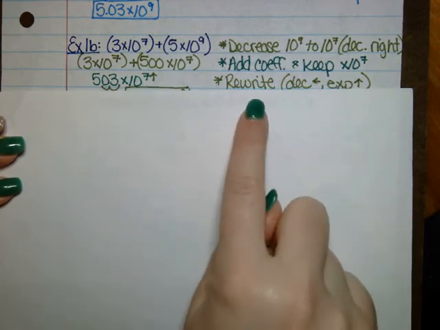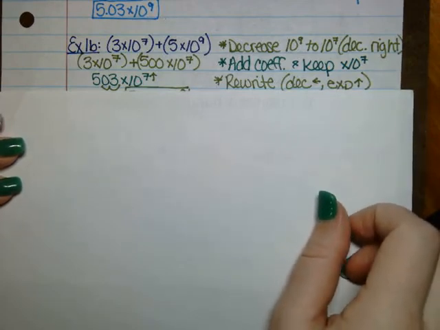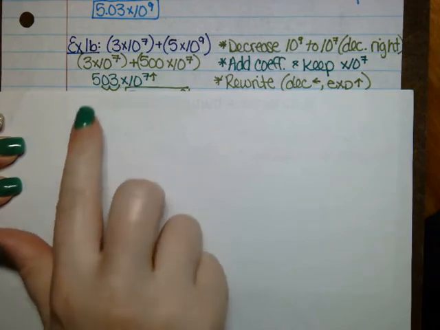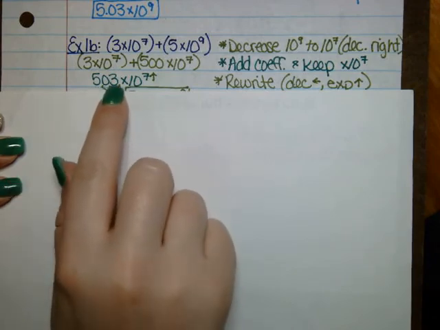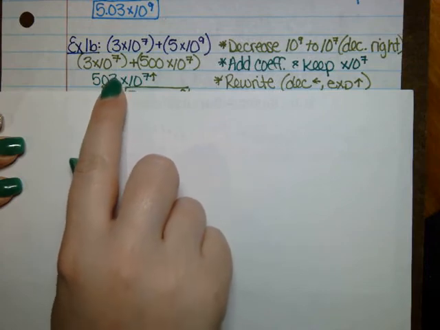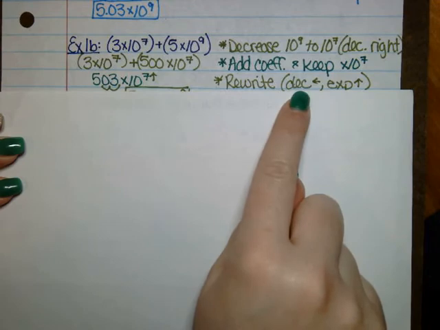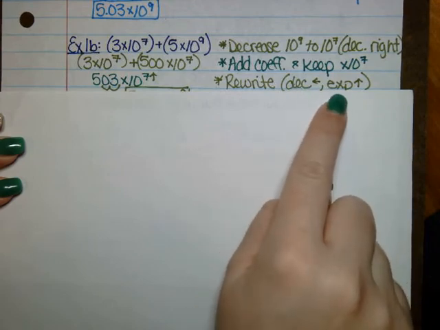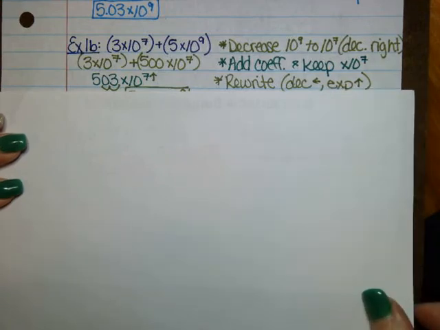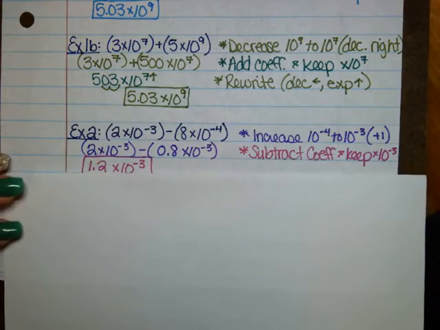This time, I'm going to have to rewrite it because I know that I need 1 non-zero digit in front of my decimal. Since 503 doesn't have a decimal present, I can put one at the end. And when I put one at the end, I need to move it 2 places to the left. When I move my decimal to the left, that means I have to increase my exponent. So since I moved it twice, I have to add 2 to the exponent, and I get 5.03 times 10 to the 9th.